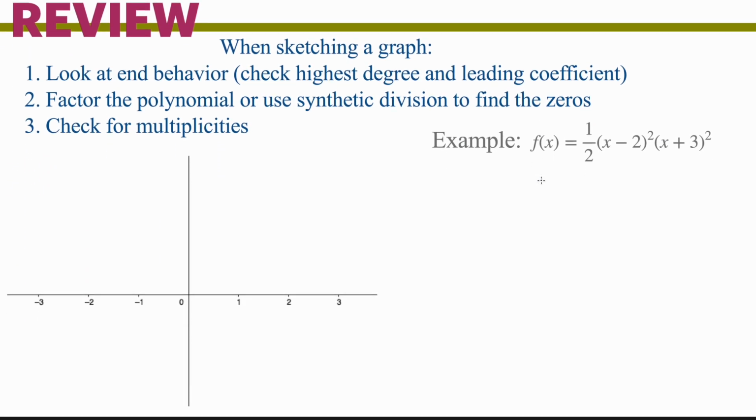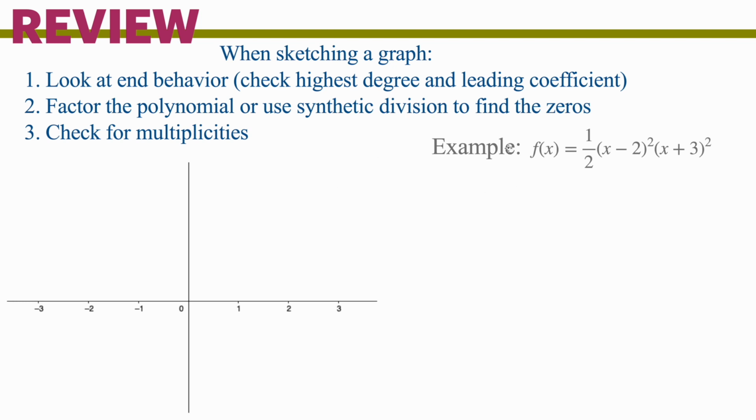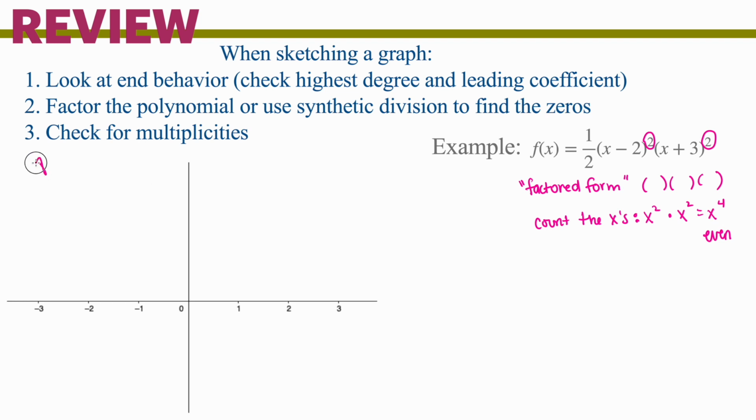So to review, when sketching, we're looking at the end behavior. So in this case, because this is what we call the factored form, because these are parentheses, factored form is when you have parentheses. Next, we are going to count the x's. We have an x squared in this factor, and we have an x squared in this factor, which means this is an x to the 4th, which is even, so it's going to go up on both sides.